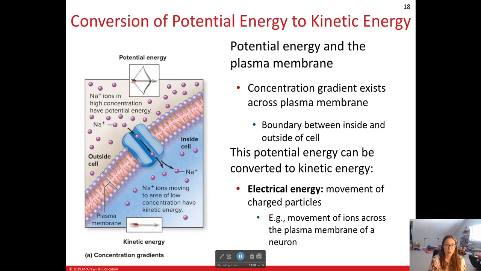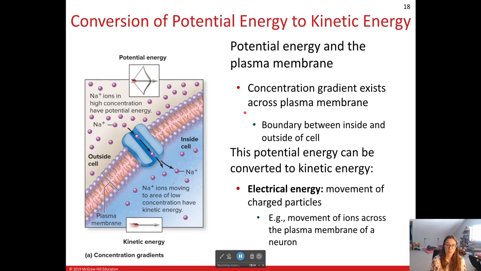And so we talked a little bit about potential and kinetic energy in chapter 3, and I wanted to bring this picture back from chapter 3. And there is potential energy in the plasma membrane. And so this plasma membrane is a barrier, and it's a barrier that, unless there is a channel in there, a lot of times is going to prevent the movement of ions, especially from one side to the other.